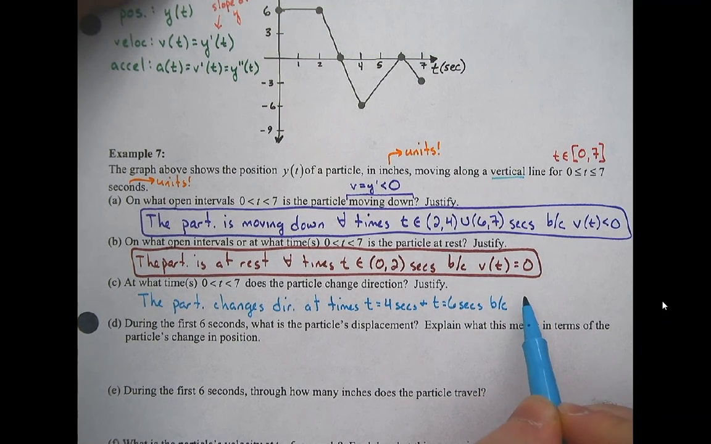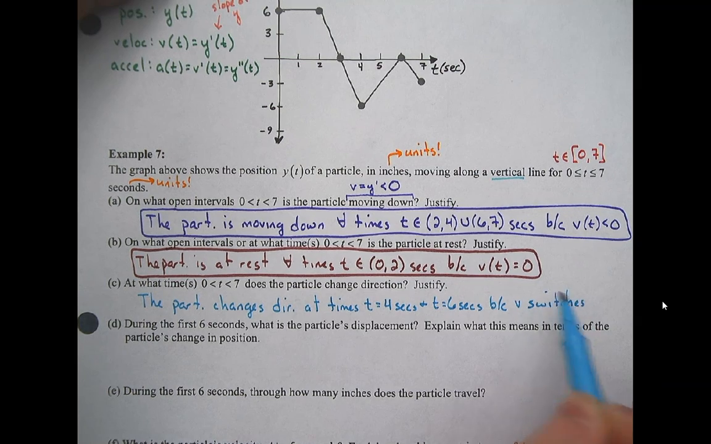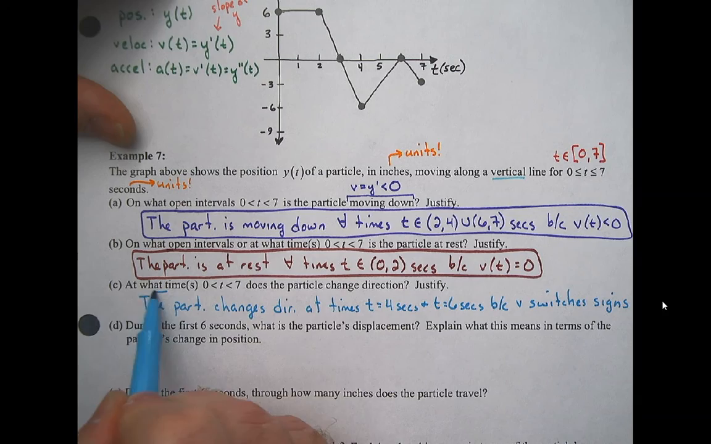Because, why? Because velocity switches signs. And if you wanted to write v of t, you could.